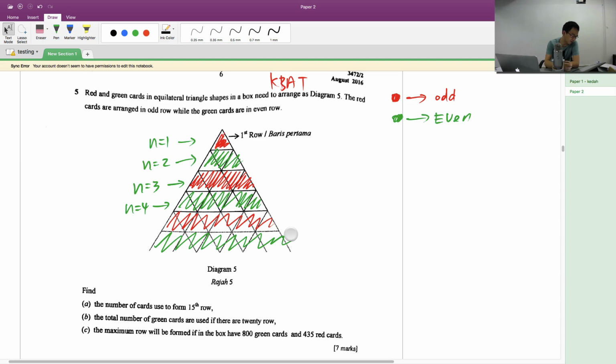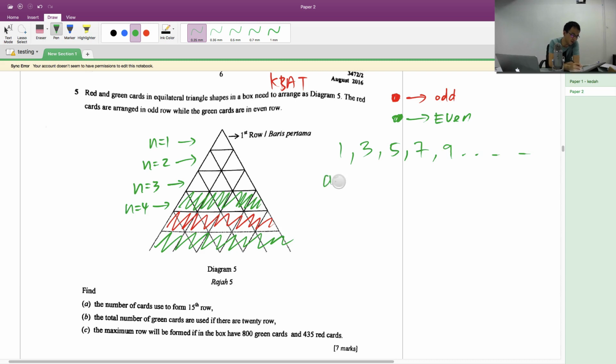So definitely, this one, the question doesn't ask me about the color card. So since the first row, I only have one triangle, so 1. The second row, I have 3 triangles, so it's 3. Third row, I have 5 triangles, it will be 5. So I know the next one will be 7, it will be 9, and continue.